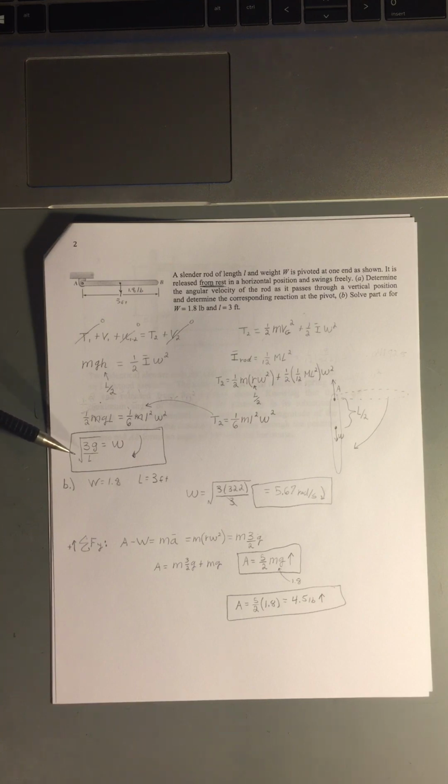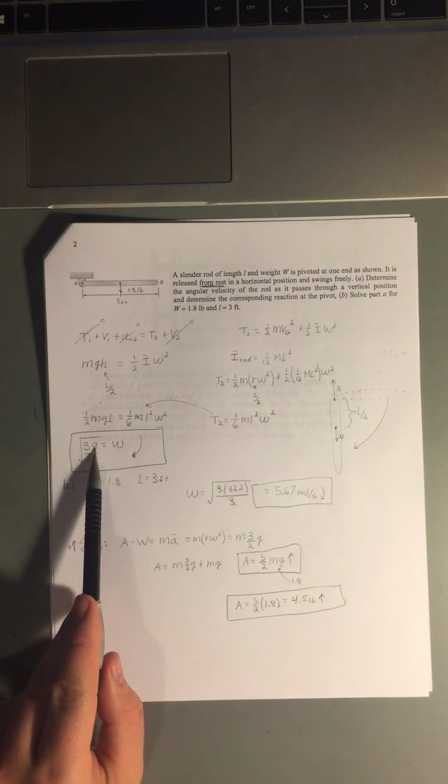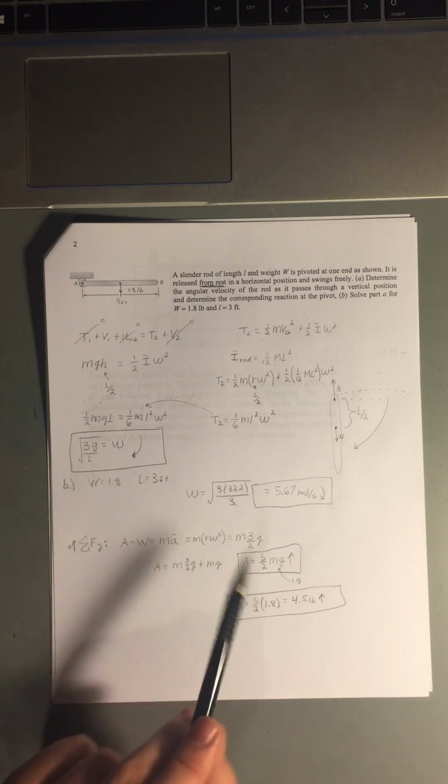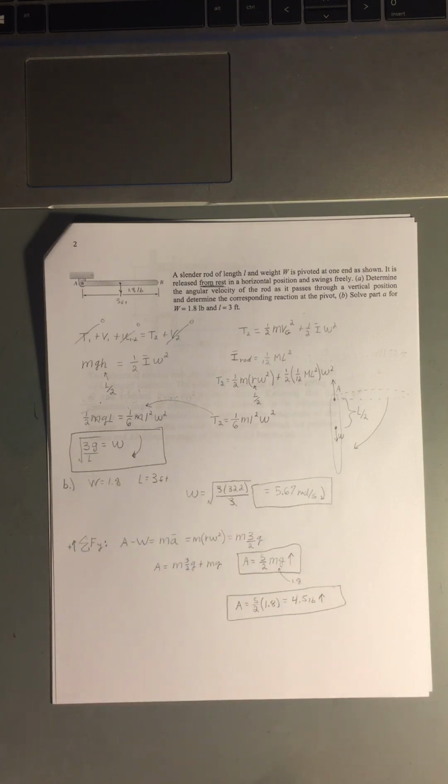And then part B gives us our weight and our length. And we actually don't need the weight for this part because it canceled out, but we can just plug in our length and our known gravity of 32.2 and solve that to find an omega value of 5.67 radians per second clockwise.